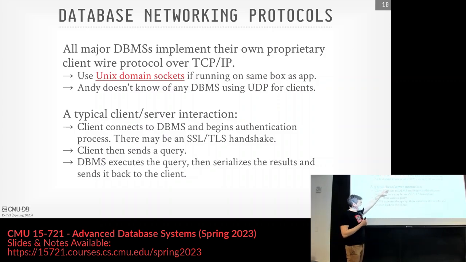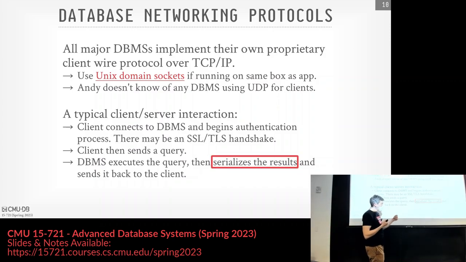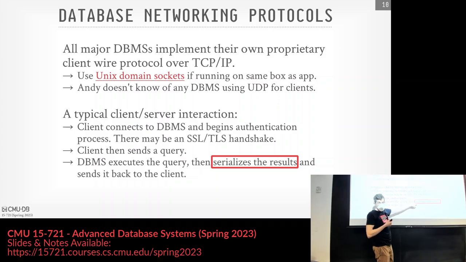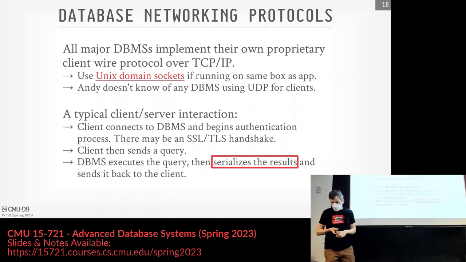All right, so we get through the authentication process. Then we send a query. The database system is going to execute the query and then needs to serialize the results into the return set and send that back to the client over the wire protocol. So the part that we care about in this lecture today is this piece here. This is the part that is going to eat most of the time up, and there are different design decisions that are going to affect the performance of the system when we do this. And all the major database systems are going to have their own wire protocols that are not going to be compatible.